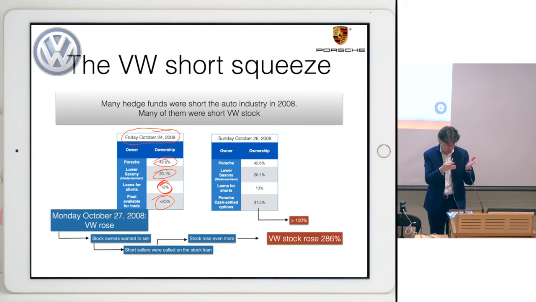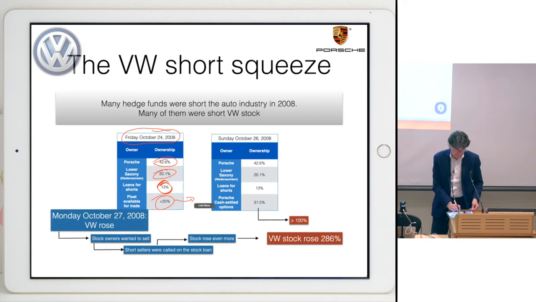So this is what gives short sellers some comfort that if owners of the stock want to sell it, there still is 25% left. So the idea that you're going to be recalled on your stock loan is very low. You understand? This is something that short sellers always look at.